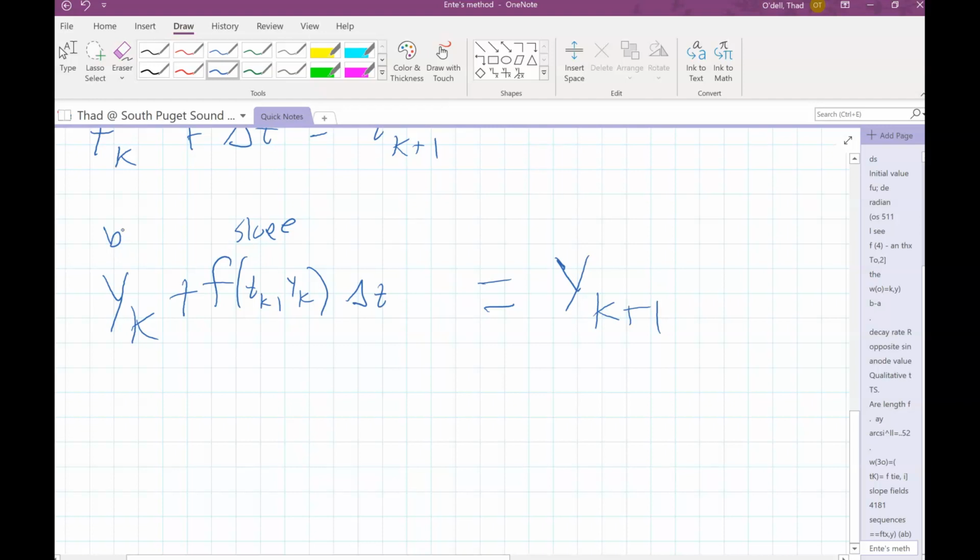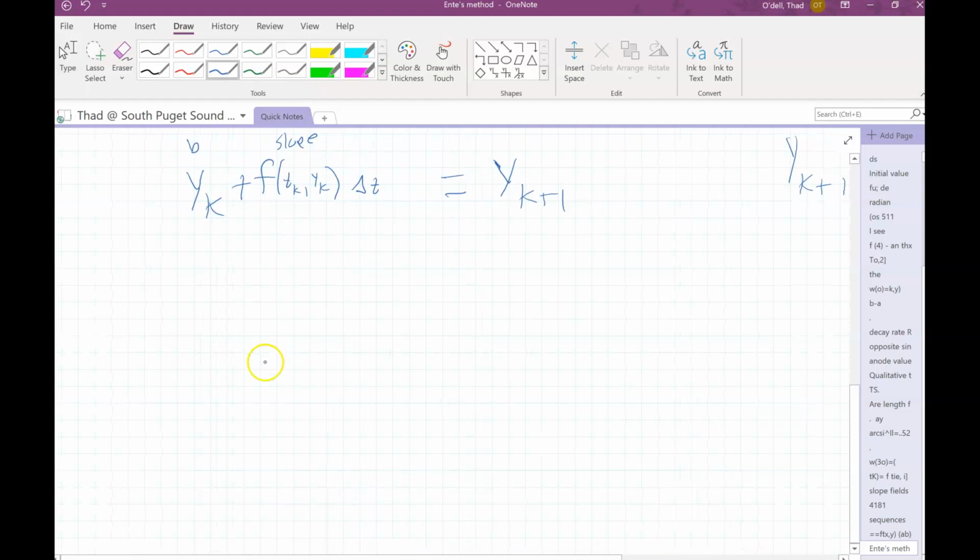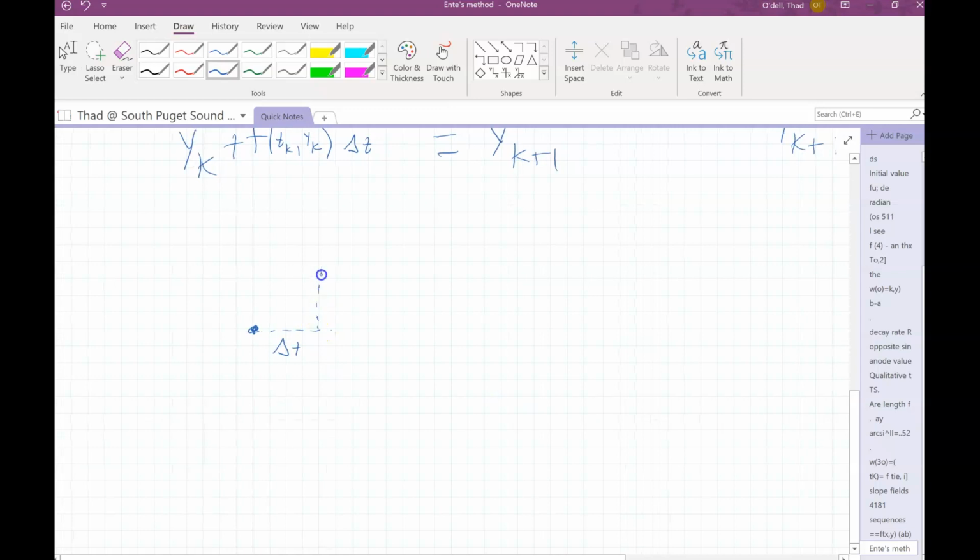So this is my slope, this is my kind of b if you think about y equals mx plus b. So essentially what it comes down to, just to sum that up, we're starting at this little point. We're going to go over change in t, and then the question is, how far do we go up? Well, that's going to be my slope evaluated at t sub k comma y sub k times the change in t. And that should give me the little line segment that I'm looking for.